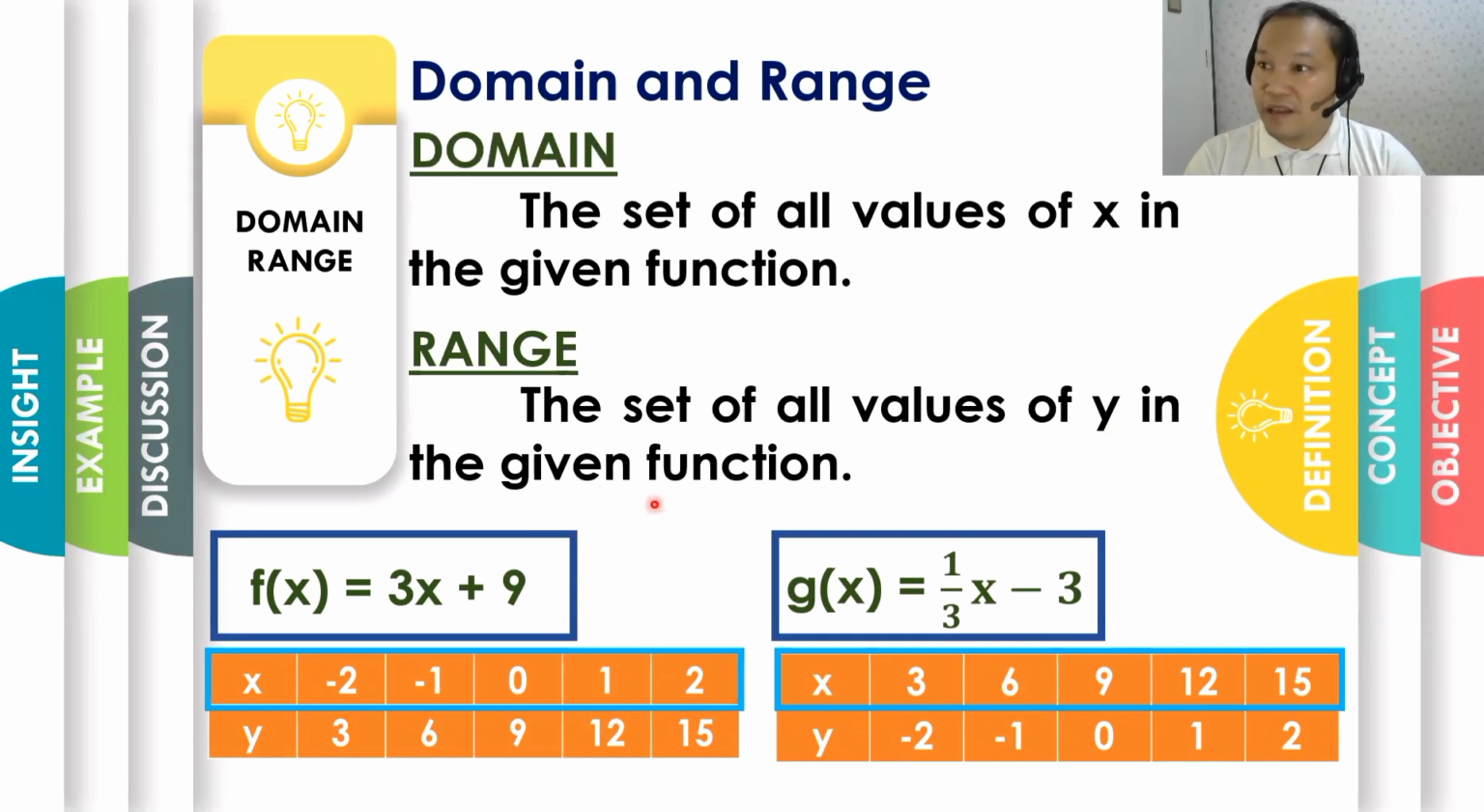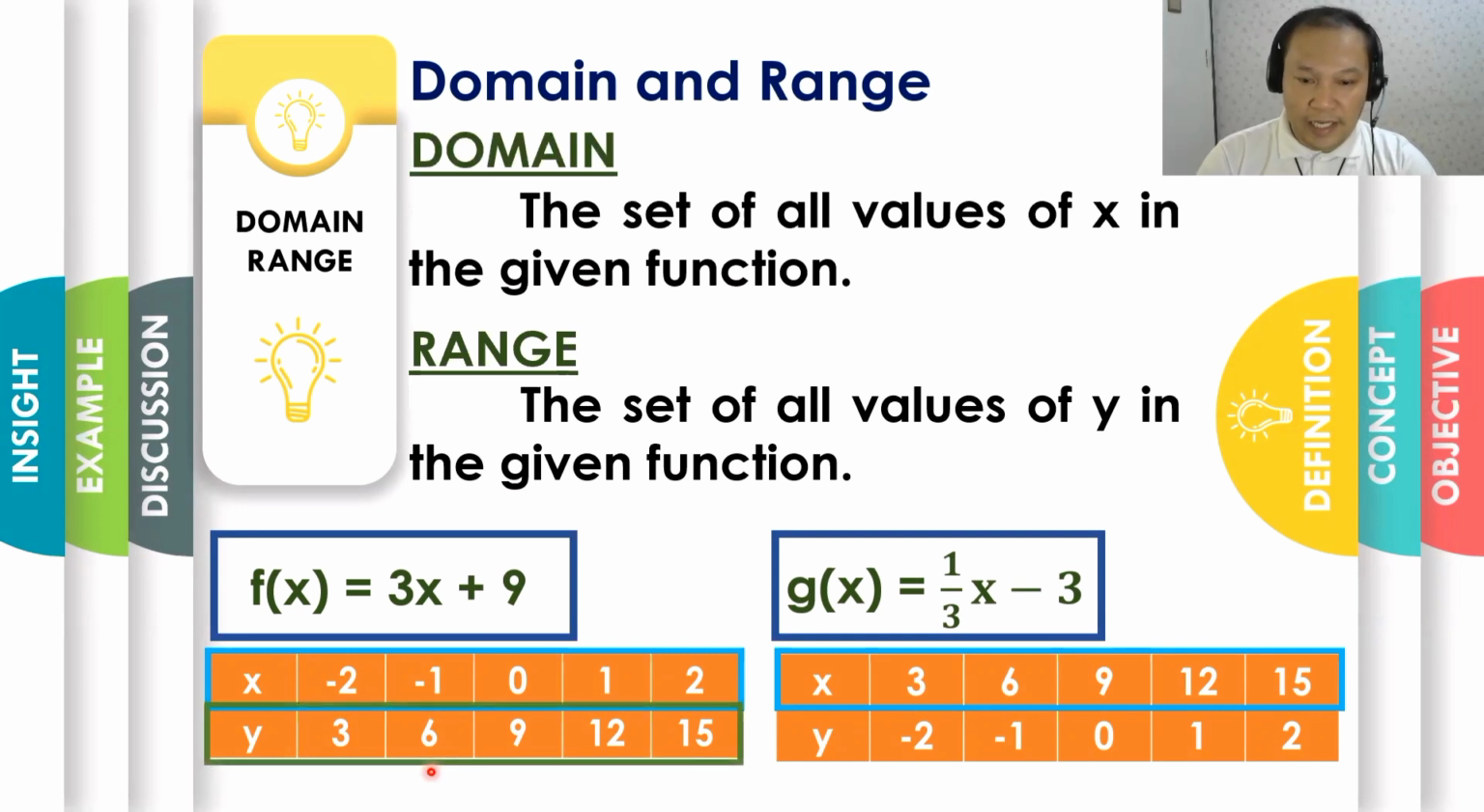Now, in the given function, going back to our table here, the values that we attained when we replaced x by -2, -1, 0, 1, and 2 for the first table of values for the given f of x are 3, 6, 9, 12, and 15.